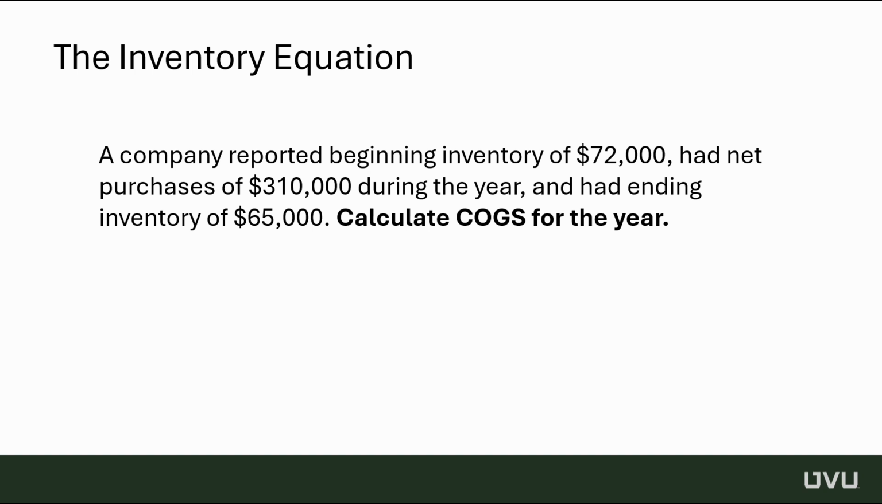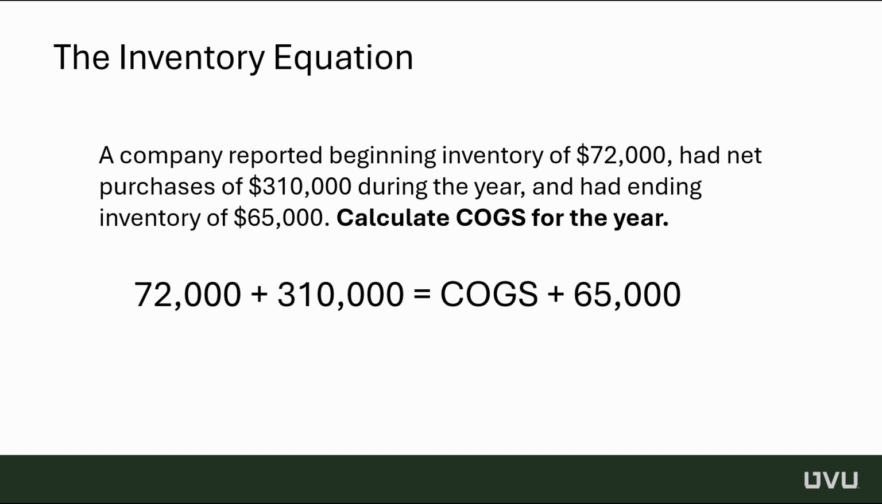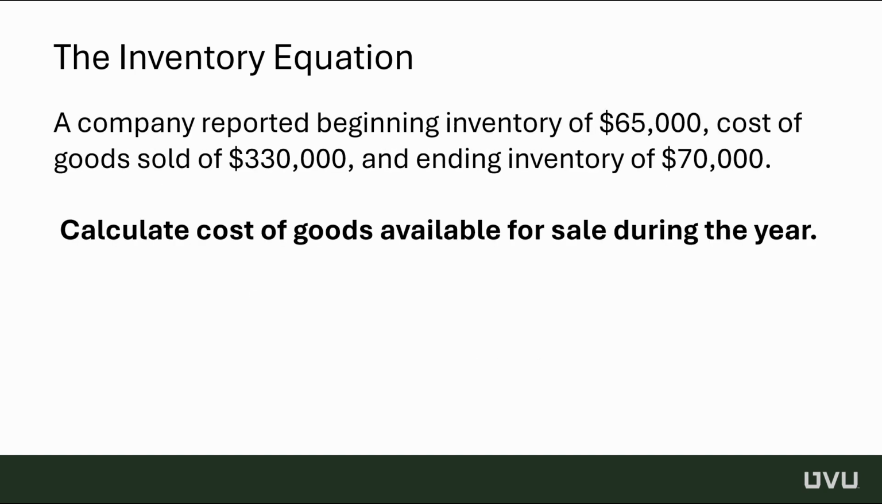Reading through this block of information, we can set up our inventory equation as beginning inventory of $72,000 plus the net purchases during the year of $310,000. We set this equal to our unknown cost of goods sold plus $65,000 of ending inventory. We then apply some basic algebra, solve for the unknown, and we get cost of goods sold of $317,000 for the year.